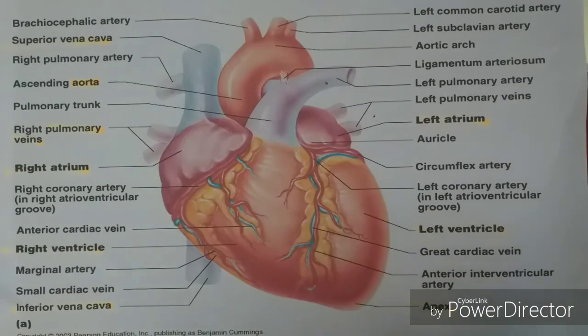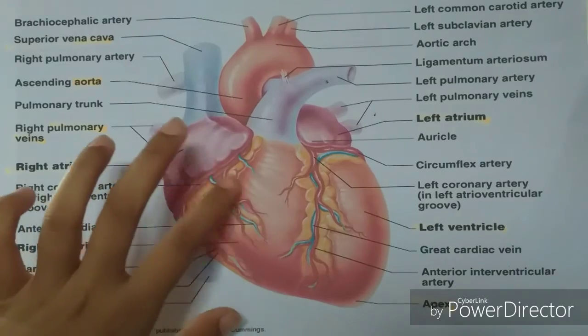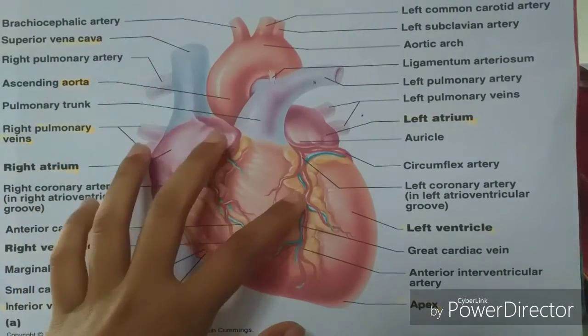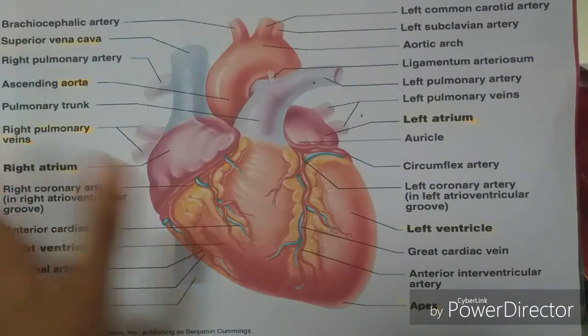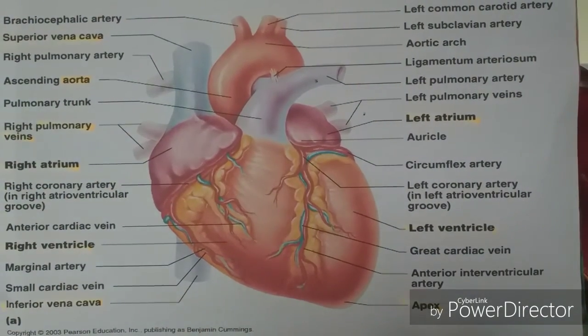So the heart has coverings. First is the pericardium. The heart also has 3 walls: the epicardium, which is the outside layer of the heart; the myocardium, which is the middle layer of the heart, mostly cardiac muscle; then the endocardium, the inner layer or the endothelium.